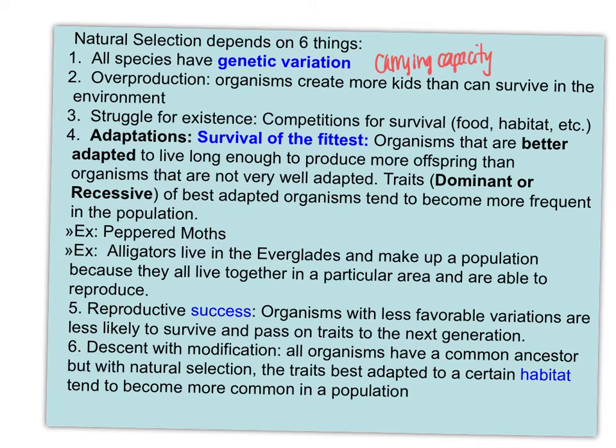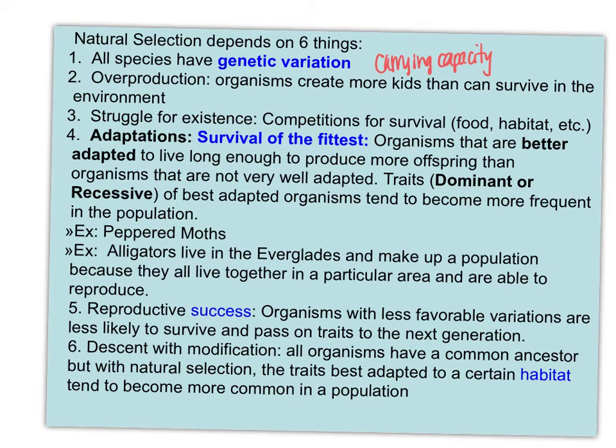Anyway, so reproductive success: organisms with less favorable variations are going to probably die before they get a chance to reproduce and pass on their traits to the next generation. We've mentioned that several times, so natural selection does depend on that. And then the last thing that natural selection depends on is descent with modification. Again, we've talked about that several times.